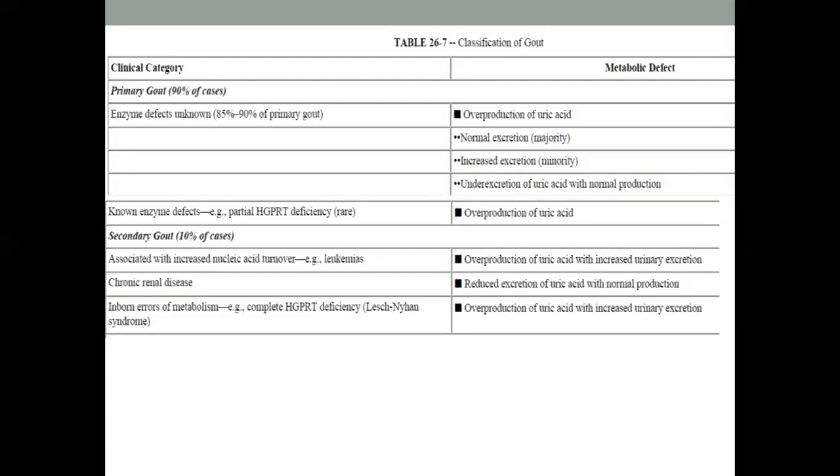And inborn errors of metabolism, for example, complete HGPRT enzyme deficiency, which is associated with Lesch-Nyhan syndrome. In this syndrome, there is overproduction of uric acid with increased urinary excretion.